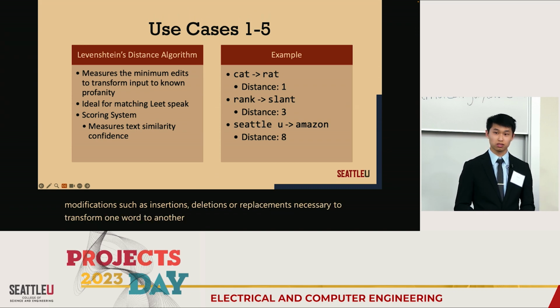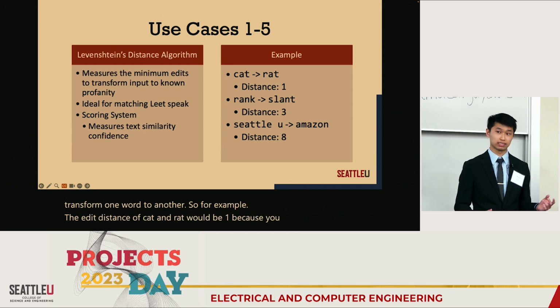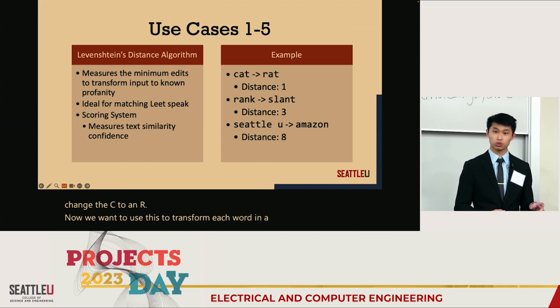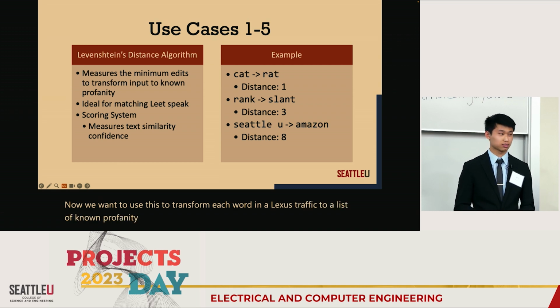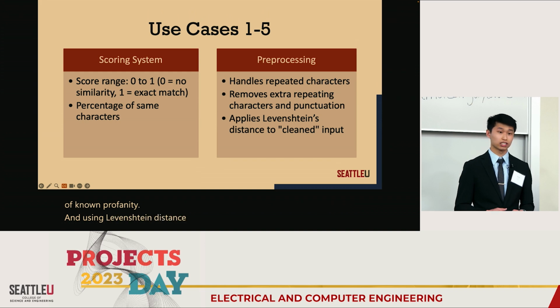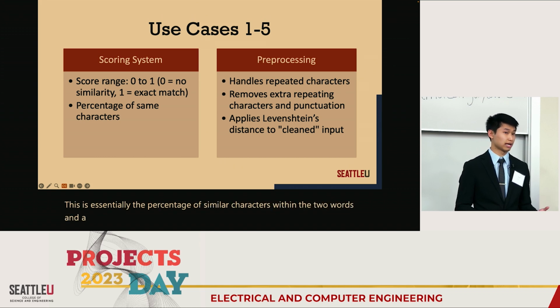So for example, the edit distance of cat and rat would be 1 because you just need to change the C to an R. Now, we want to use this to compare each word in Alexa's traffic to a list of known profanity. Using Levenshtein's distance, we can create a scoring system, which represents the similarity between words. This is essentially the percentage of similar characters within the 2 words, and a score of 1 would mean that they're identical. However, before computing the score, we need to do some pre-processing first.